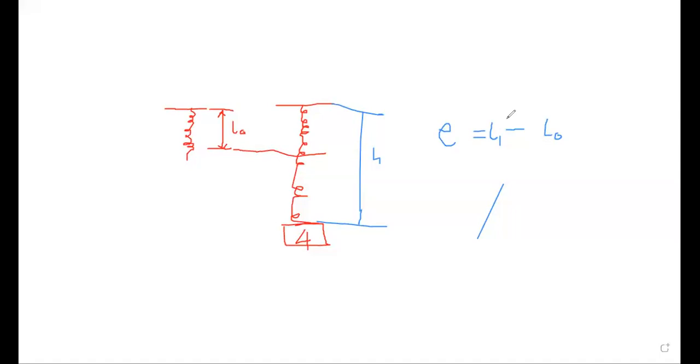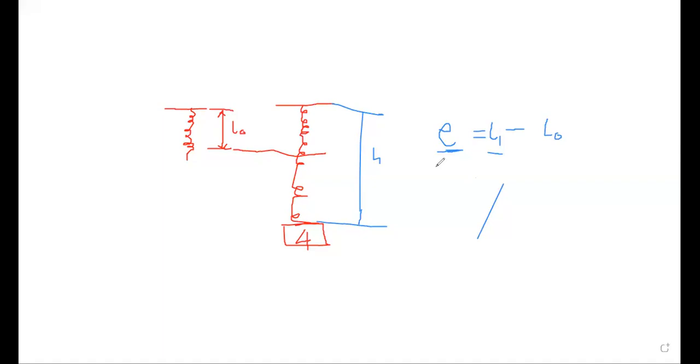I was telling you that if I have a spring whose original length is L0, like I've written it there to show that this is the original length, and then I put a force, this spring will increase its length. The amount by which the length has increased is what we call extension. And that extension is got from the new length, which we have called L1, minus the original length, which has been called L0. So that is how we get extension.